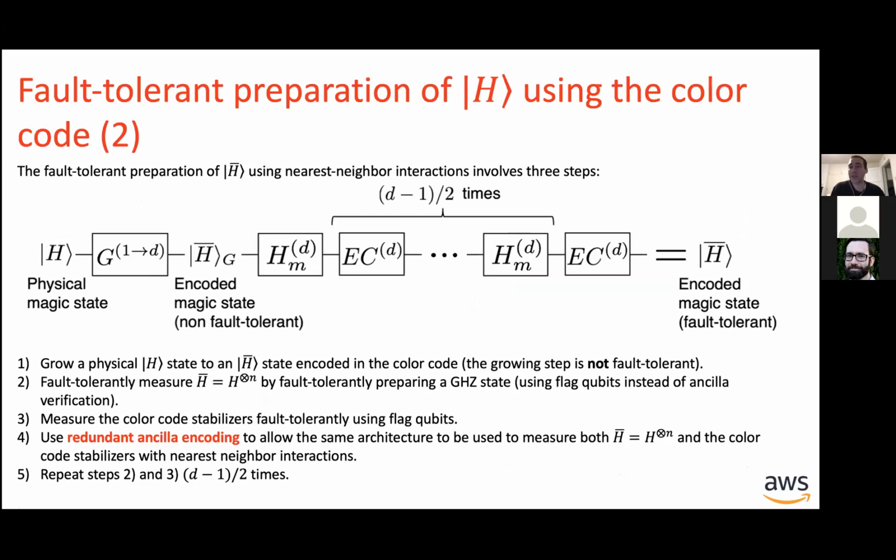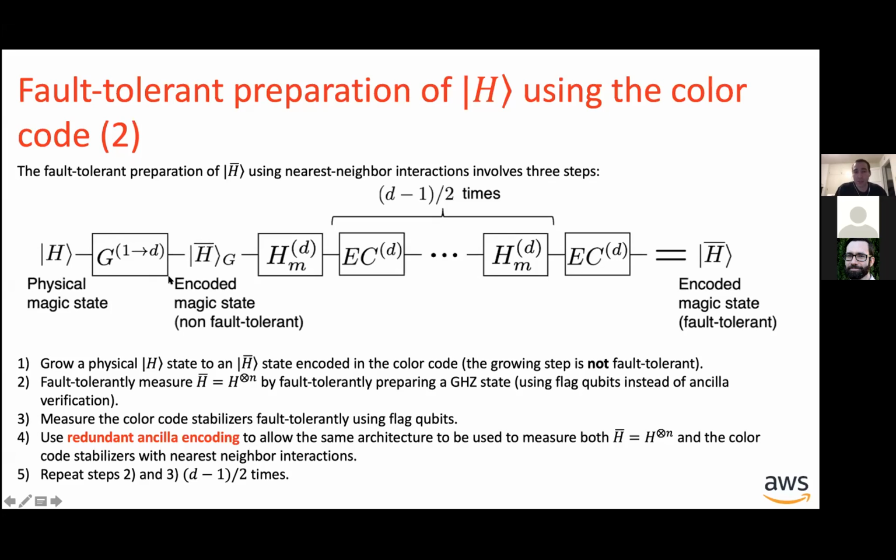So before going into the details of how our scheme works, and when I say our scheme here, the goal again is to prepare an encoded H state encoded in the color code and to prepare it in a fault tolerant way. Before explaining the details of how that works, I'd like to give a big picture idea of what the scheme is going to consist of. There's going to be essentially 3 steps. The first is going to be to take a physical H state and then grow it into a state which is encoded in the color code. And we're going to want to do this using the hardware constraints that I've been talking about.